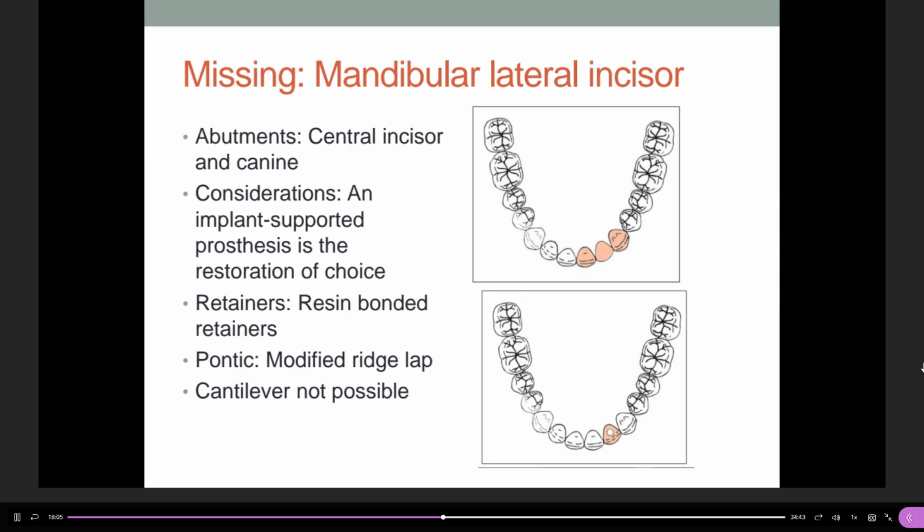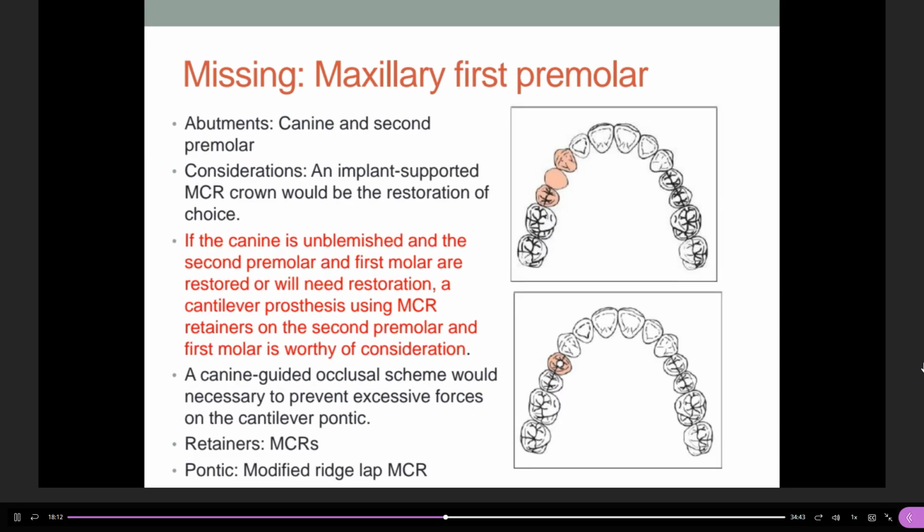Mandibular lateral incisor missing is also a simple case. The abutments will be central and canine. Maxillary first premolar missing is also a simple case. So for a simple fixed prosthesis, the abutments will generally be a canine and a second premolar.